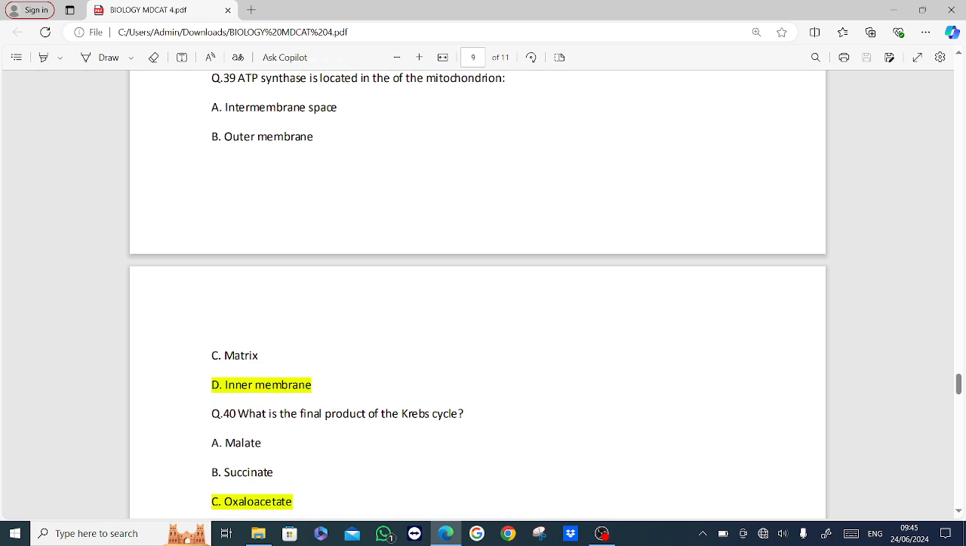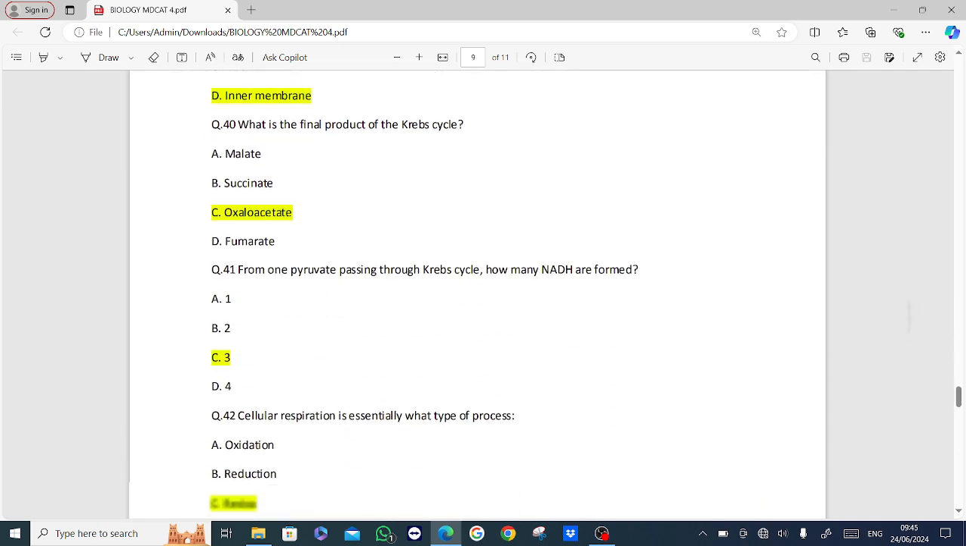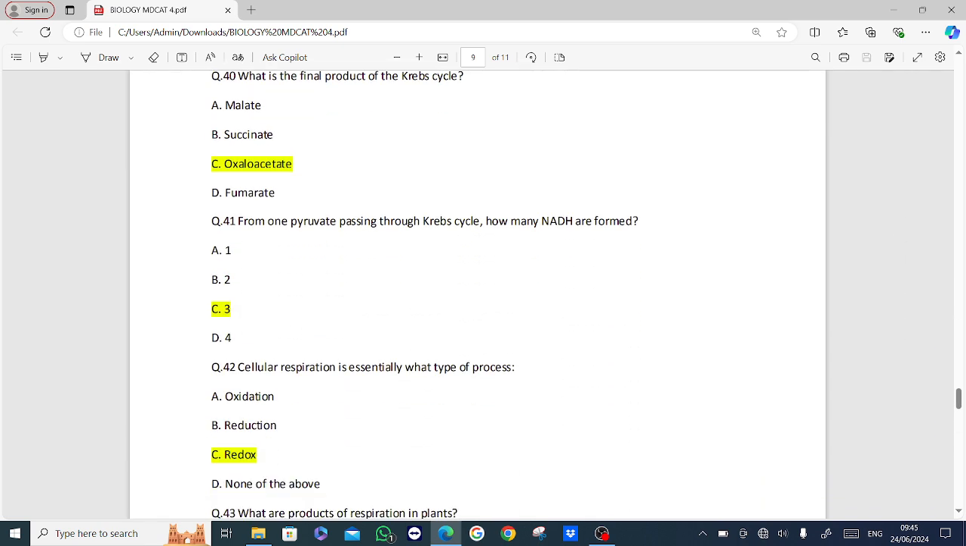Next MCQ is: what is the final product of Krebs cycle? Options are malate, succinate, oxaloacetate, fumarate. Answer is option C, oxaloacetate.